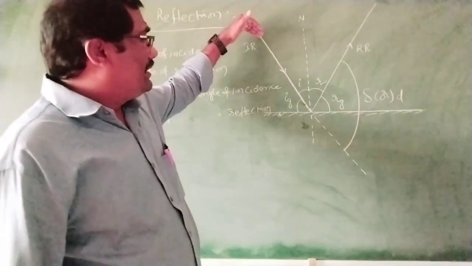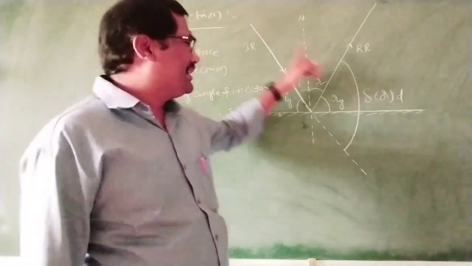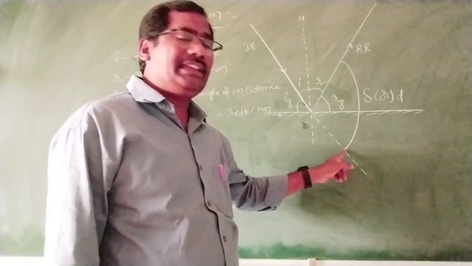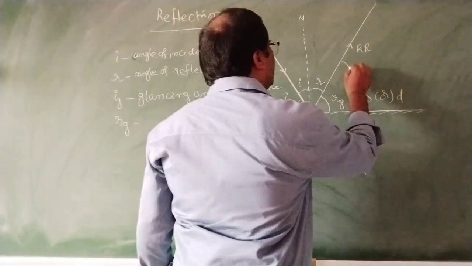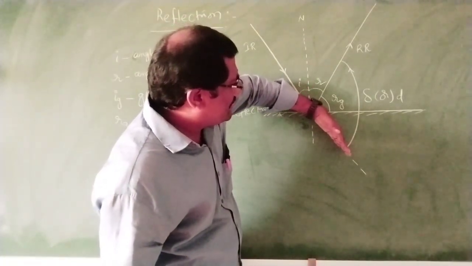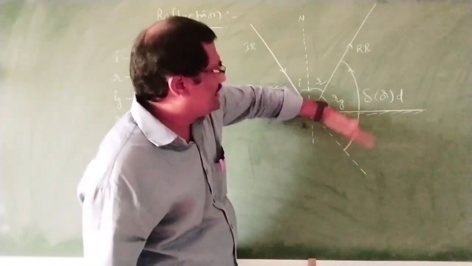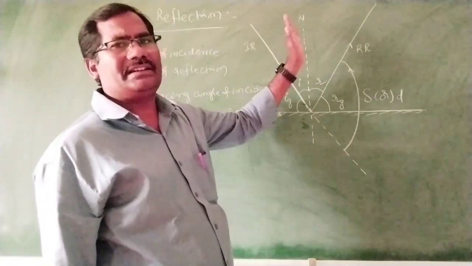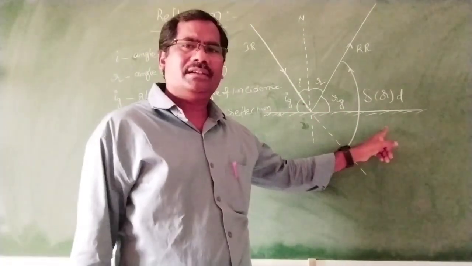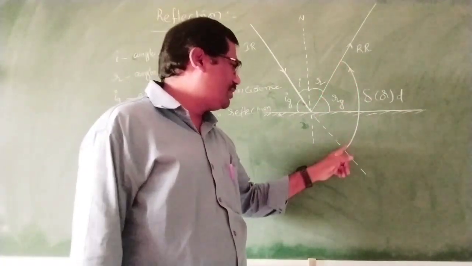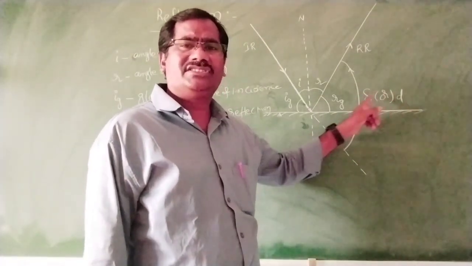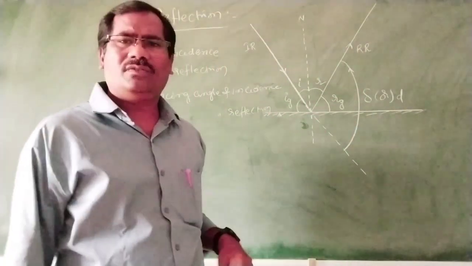That means, simply, how to define the angle of deviation? The angle made by the reflected ray and the original path of the incident ray. This is the light ray direction, the original path, but it travels in this direction, the anti-clockwise direction. In the absence of the mirror, this angle is known as the angle of deviation. It is denoted by delta.